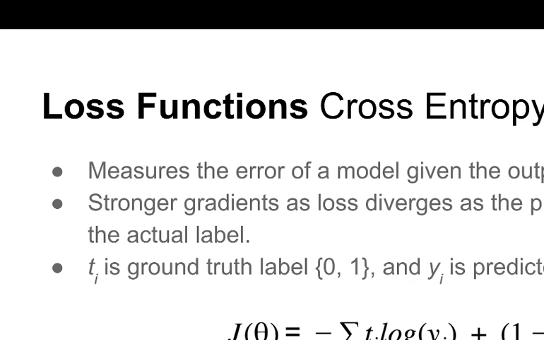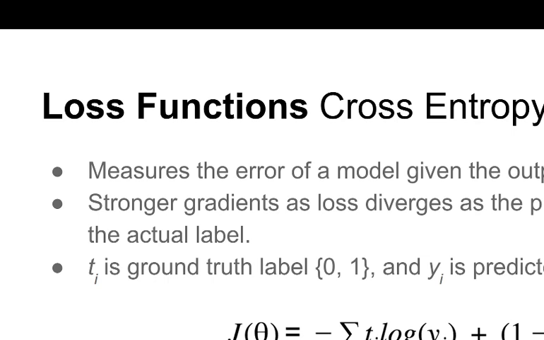This might be a little confusing to understand, but consider the case where Ti is 1, right? Ti is 1. This will be 0. So all we're saying is, if we predicted something close to 0, then the loss is just going to go up to infinity, right? And it turns out the gradient in this case is also very large. So that means you're going to be performing bigger updates to your network.